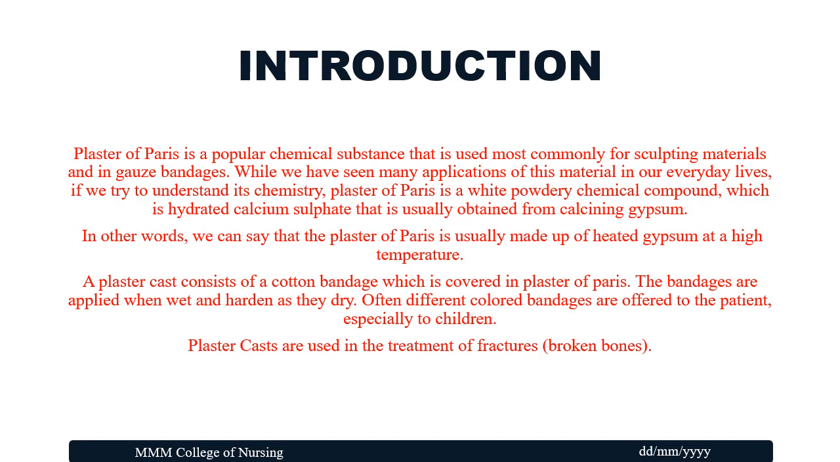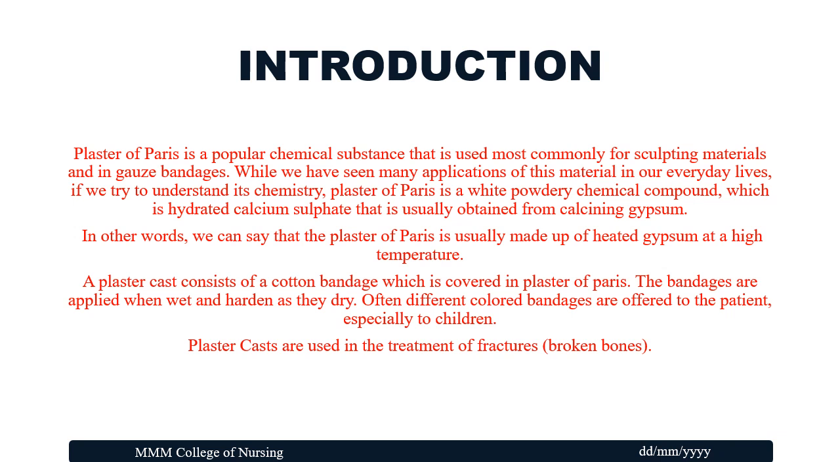Introduction. Plaster of Paris is a popular chemical substance that is used most commonly for sculpting materials and in gauze bandages. While we have seen many applications of this material in our everyday lives, if we try to understand its chemistry, plaster of Paris is a white powdery chemical compound which is hydrated calcium sulfate that is usually obtained from calcining gypsum. In other words, plaster of Paris is usually made up of gypsum heated at a high temperature.